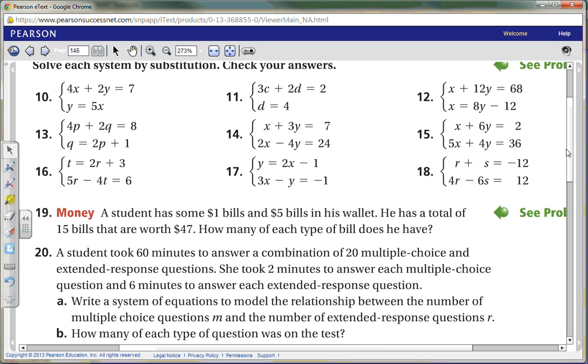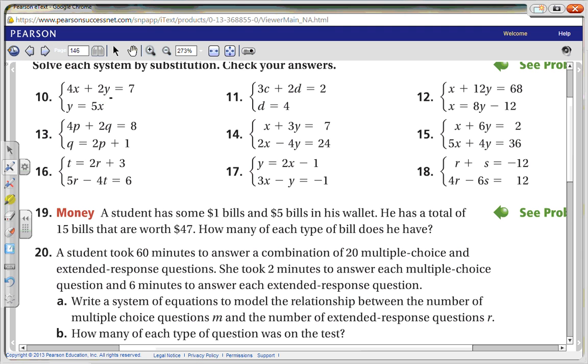Now, if we look at number 10, which method is easier to use, either elimination or substitution? Substitution. Why would substitution be your go-to method here? Because one side just has y. Because, guys, it's already telling me that y is equal to 5x. Do we understand that? It's already telling you that. So you just take what y is in the first equation, substitute 5x for it, and you can solve for x then, yes?